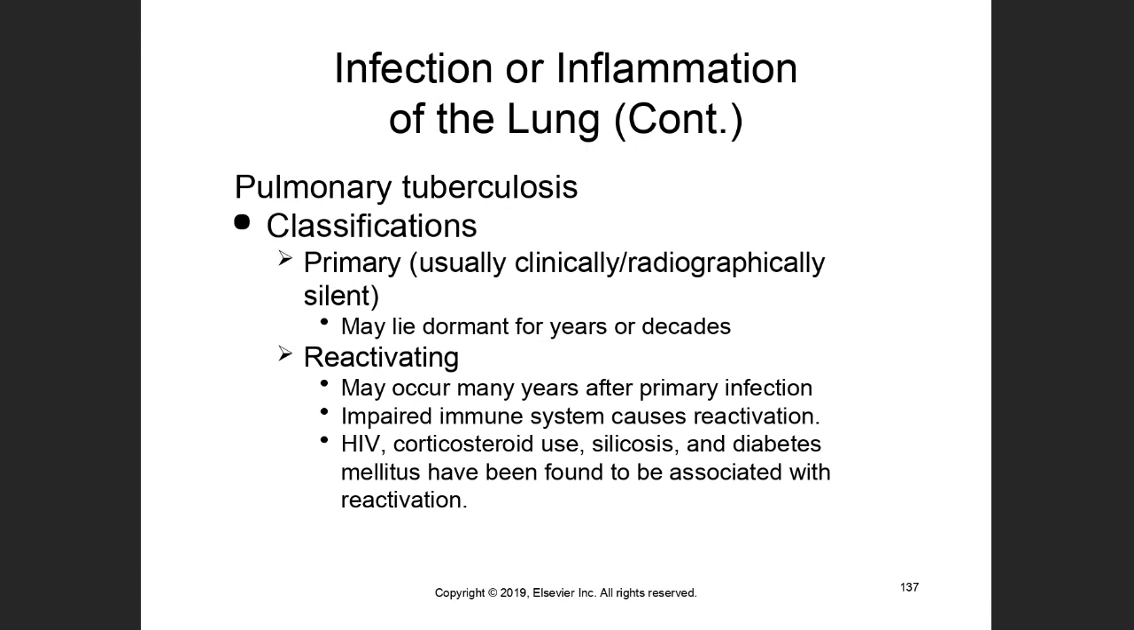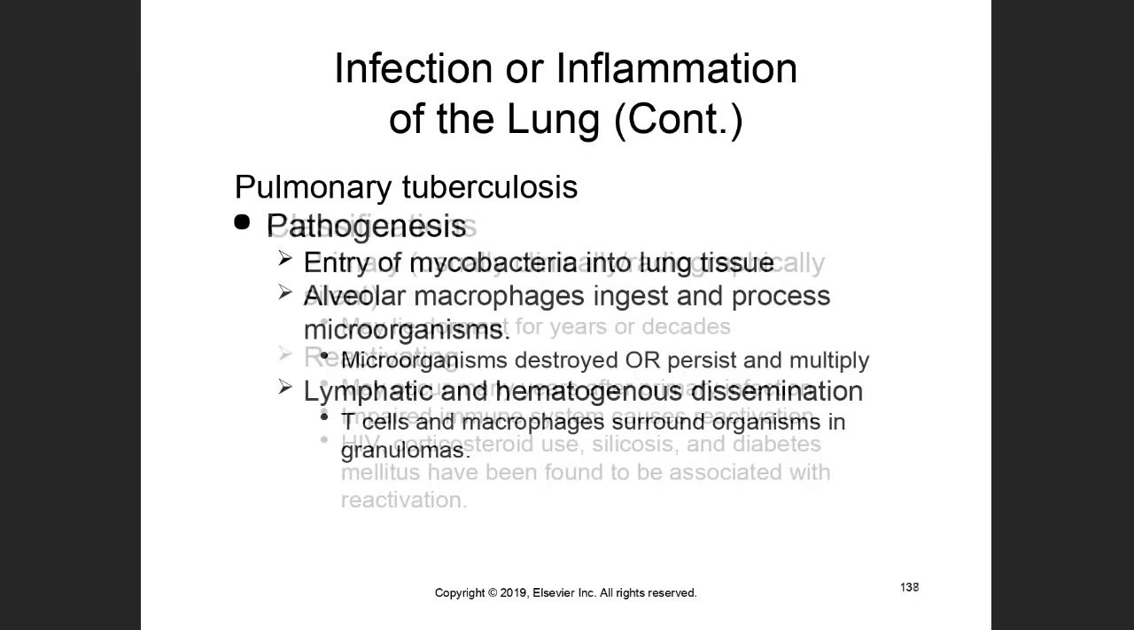Classification is primary and secondary. Primary is when you are exposed for the first time to the TB. Basically, you don't develop any signs and symptoms, but you develop granulomas in the lung. Then later, if your immune system is decreased, those granulomas are released, and then you have the secondary exposure, and that is when you develop the signs and symptoms. Okay, the active TB.